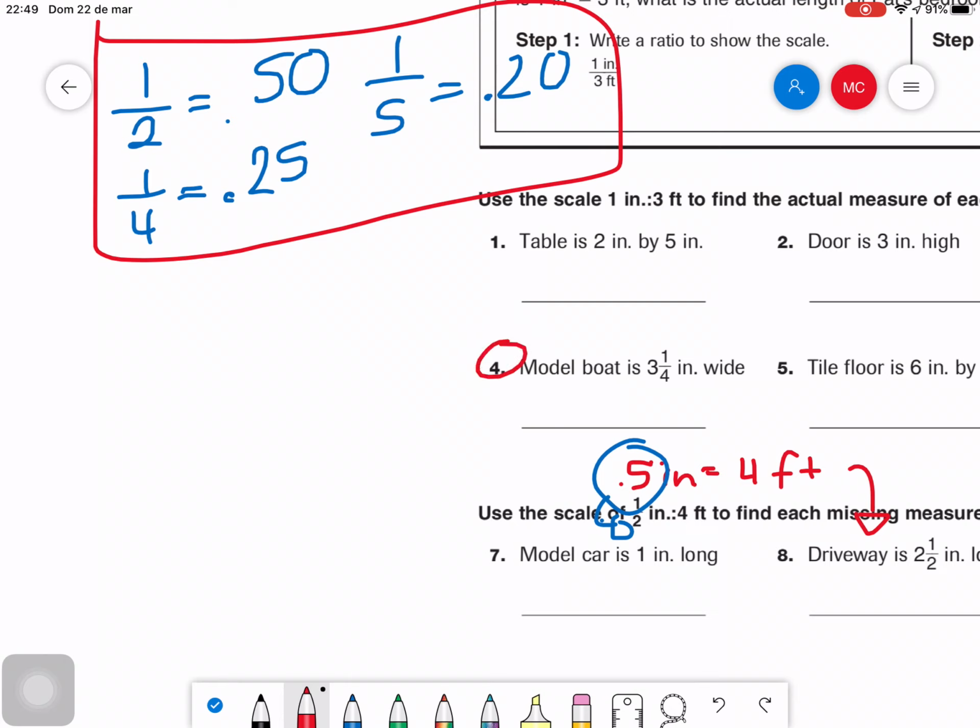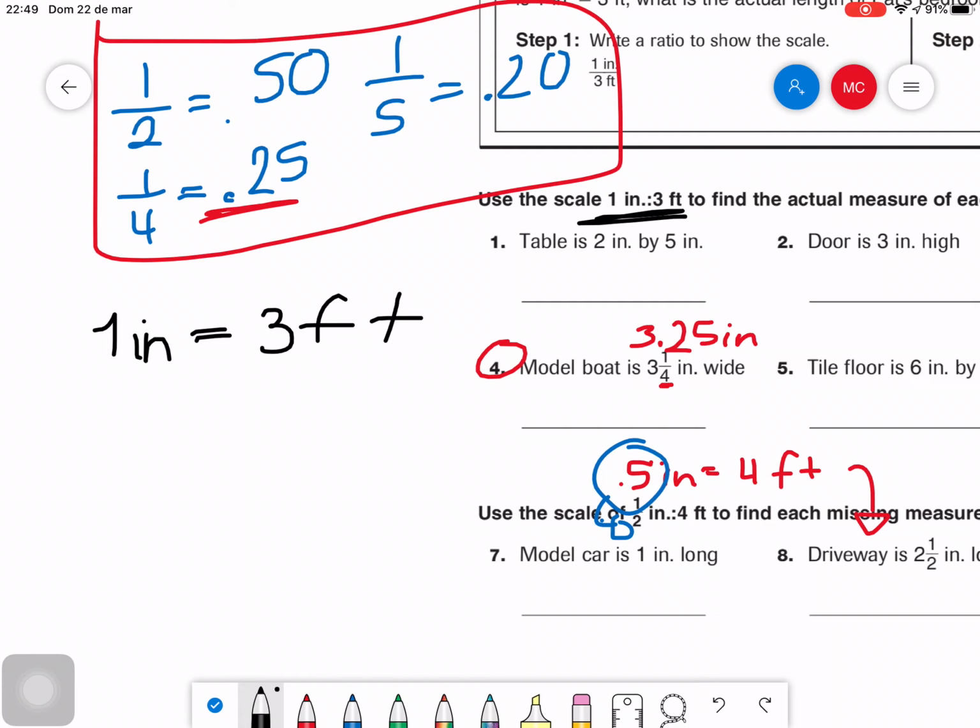So let's do number 4. They said they drew a model boat, okay? And that boat is 3.25 inches wide, okay? So then I establish my scale. 1 inch in the scale was equal to 3 feet. So 3.25 inches, how many feet are going to be?